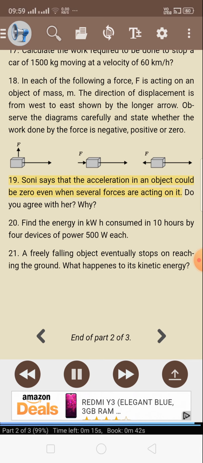19. Sonny says that the acceleration in an object could be zero even when several forces are acting on it. Do you agree with her? Why? 20. Find the energy in kWh consumed in 10 hours by 4 devices of power 500 W each. 21. A freely falling object eventually stops on reaching the ground. What happens to its kinetic energy?